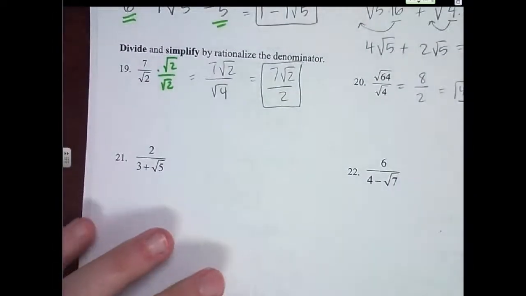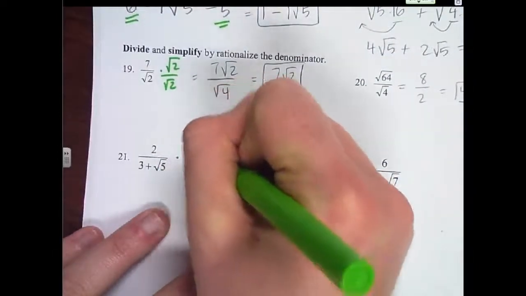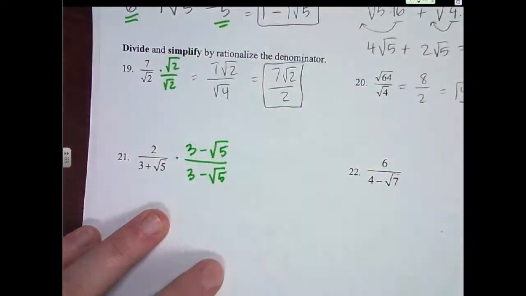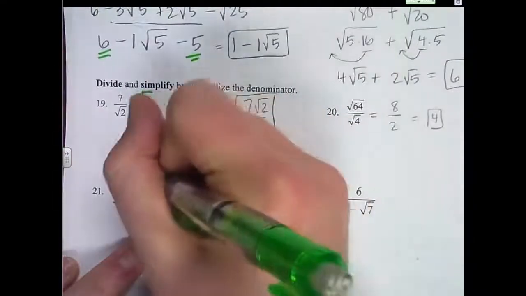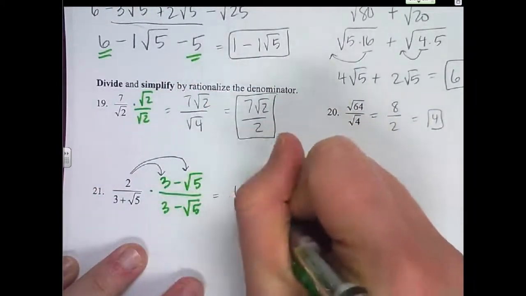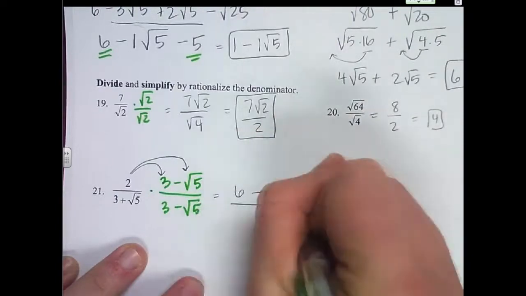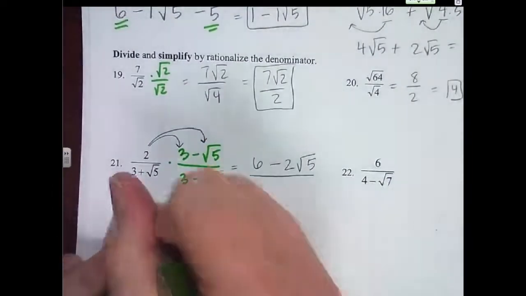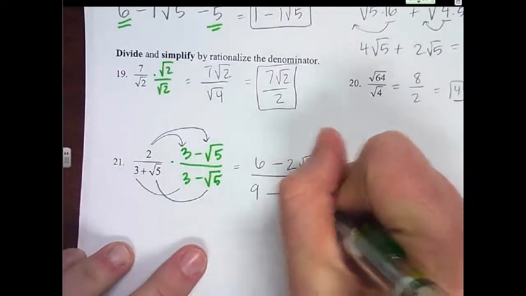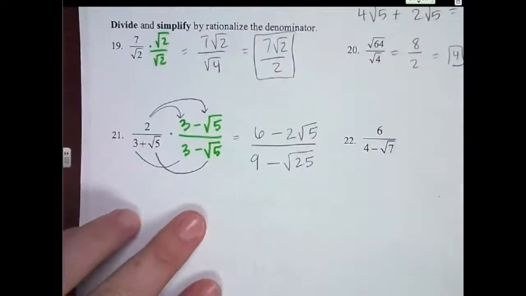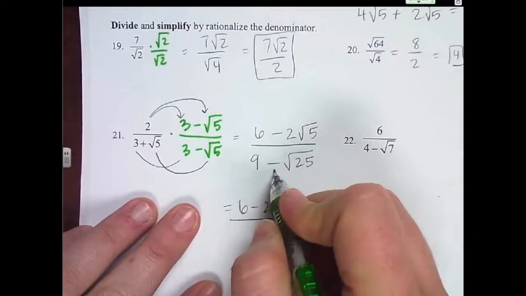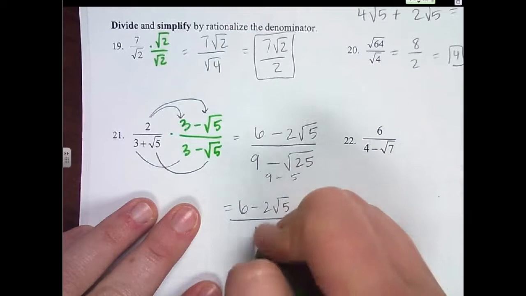21. Okay, you have to be careful on these. I'm going to multiply by 3 minus square root 5 over 3 minus square root 5. So change the sign. It's called the conjugate. Now on the top, I'm going to distribute. 2 times 3 is 6. 2 times negative root 5 is negative 2 square root 5 over. Now the bottom, you can do the shortcut if you wanted to. 3 times 3 is 9. Positive root 5 times negative root 5 is negative root 25. So on top, I get 6 minus 2 root 5. On the bottom, this becomes 9 minus 5, which is 4.